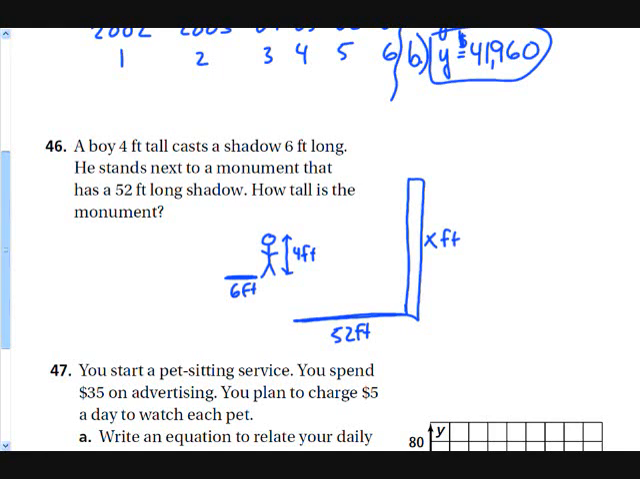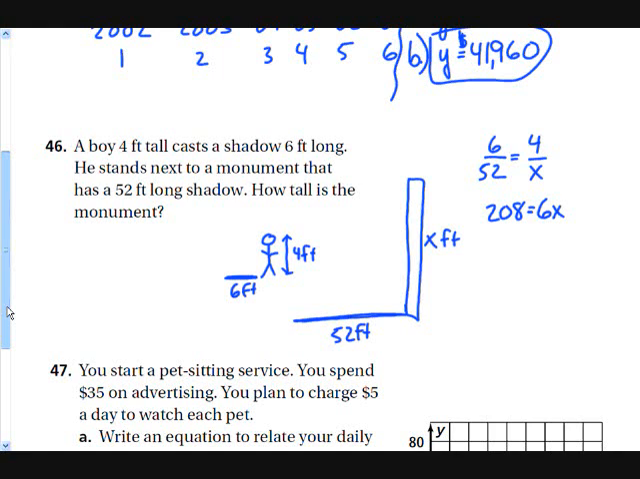Okay, so essentially what I'm doing is I'm setting up a proportion here, and I can compare these things. I can compare the boy's shadow to the monument's shadow, the same way that I can compare the boy's height, the 4, to the monument's height, which is x. So I've set up a proportion between the height of each thing and the length of its shadow, and now I just have to cross multiply. So when I do the 52 times 4, it gives me 208. When I do the 6 times x, it gives me 6x.